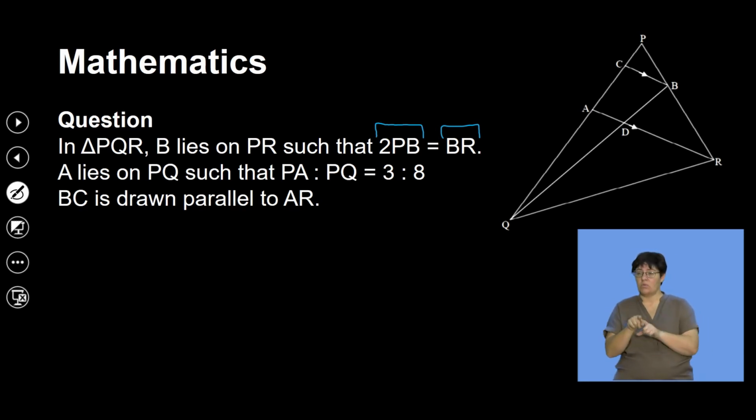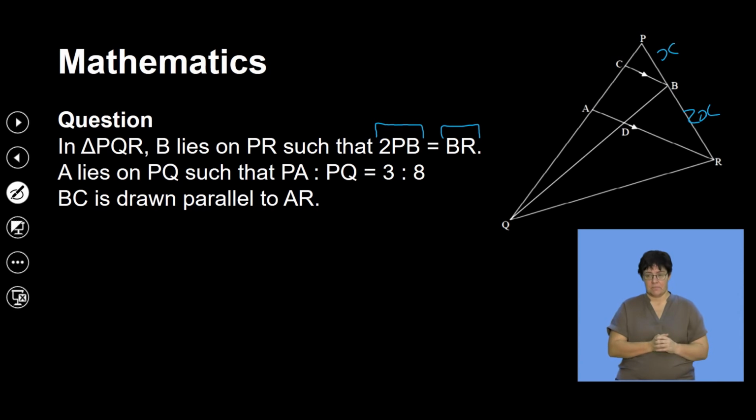So that means BR, if I let BR be 2x, therefore that will make PB to be x, right? So where is my BR there? If I make this 2x there, it will then give me x for PB. This will therefore be x like that, right? So I can add that information.